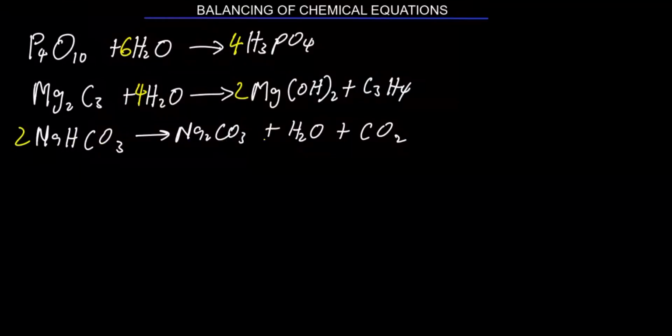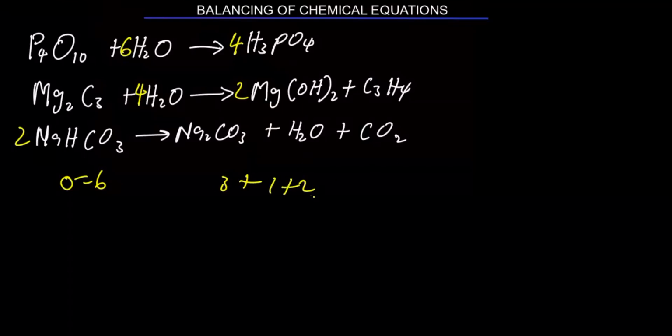Oxygen also occurs multiple times, so let me balance carbon first. Carbon is 2 here, and if you look at it, 1, 2. Carbon is balanced. Which other one again? Oxygen is how many here? Oxygen is 6: here I have 3, plus here I have 1, plus here I have 2, and that's equal to 6. Balanced. Nice.